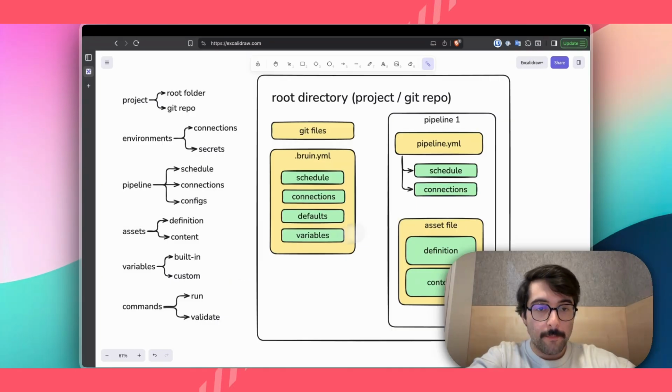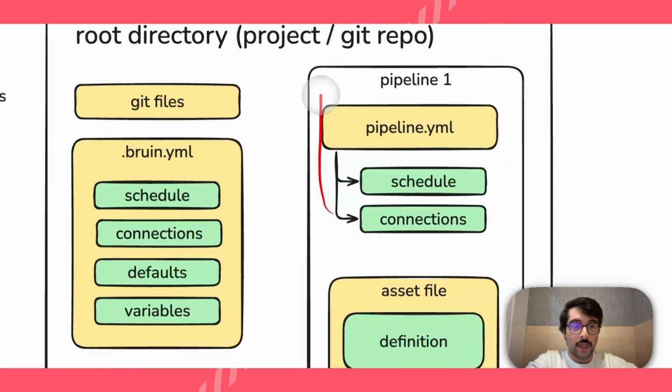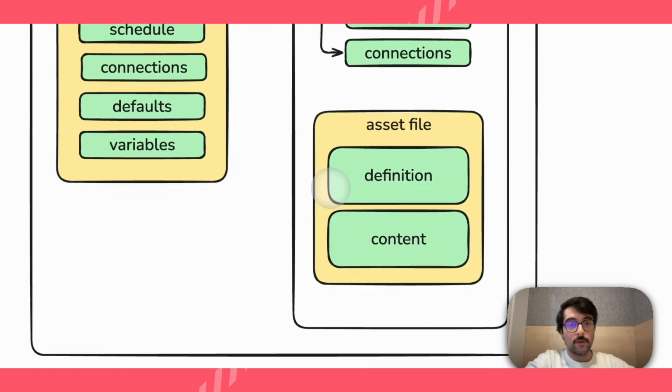All right. So now that we have gone through essentially what is a project, where you create your repo or your project, you set up the basic configurations and connections and environments, you create your pipeline, and you configure your pipeline schedule, connections, variables, and then you create your assets. And now it's time to actually run the whole thing.